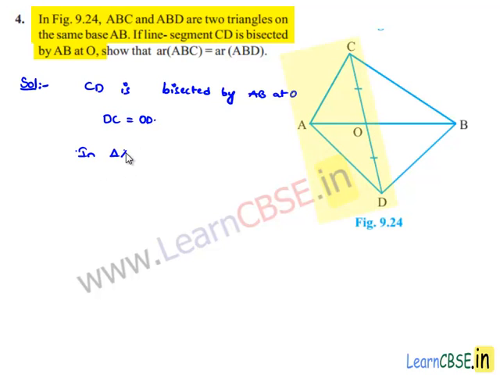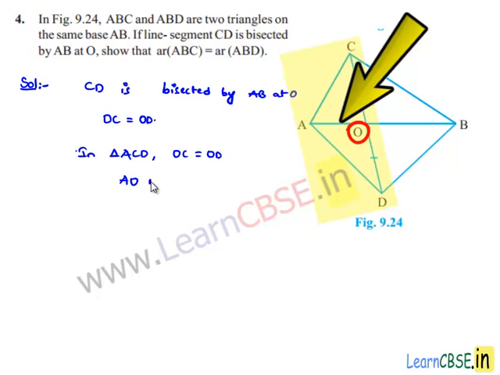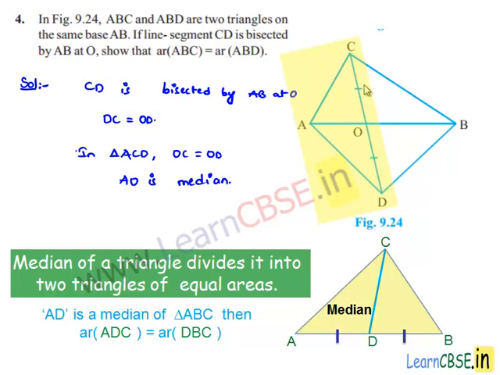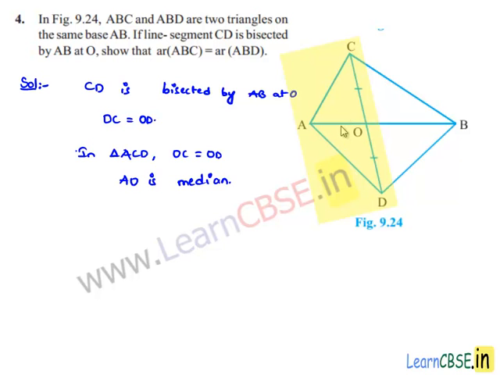Now, let us consider triangle ACD. As OC is equal to OD, we can say that AO is the median. Therefore, we know that in a triangle, a median divides the triangle into two equal halves, that is, of the same area. Therefore, here both the areas will be equal, that is, area of triangle AOC is equal to area of triangle AOD. Let it be equation number 1.